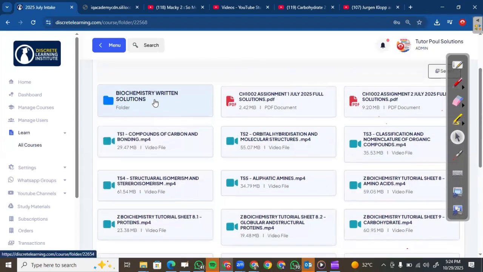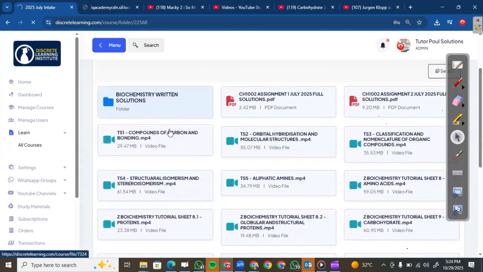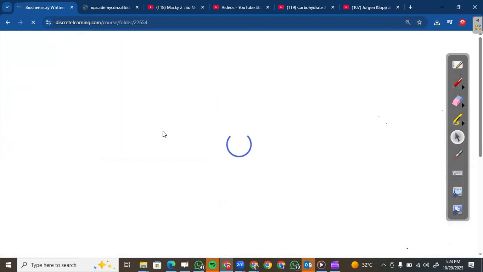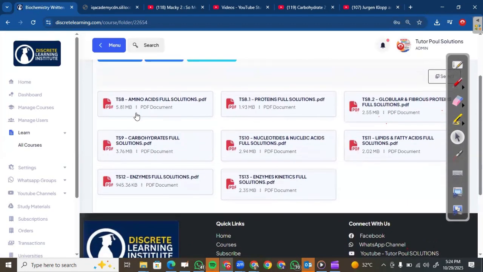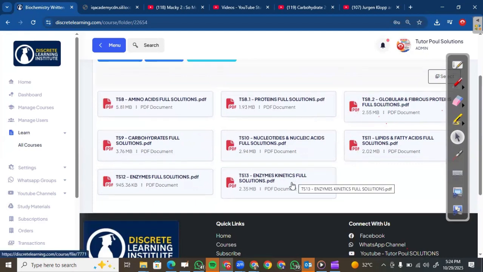If you want the written solutions, we also have them for the biochemistry tutorial sheets. You can go to this folder here and open it. Once you open this folder, you're going to see full written solutions to all the tutorial sheets under biochemistry, from amino acids all the way to enzyme kinetics. Full solutions, well explained, so that you can learn at your own time, at your own pace.